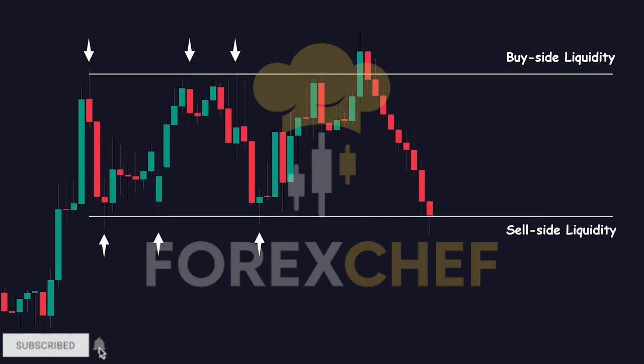Similarly, liquidity below a low or a group of lows represents sell-side liquidity. Just like in the bullish scenario, when the price gets close to this level, bullish traders might go long or protect their previously opened long positions. On the other hand, breakout traders may go short if the price breaks below this level.